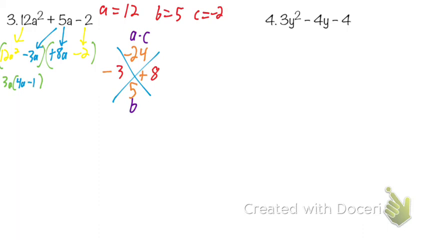Second parenthesis, positive 8a minus 2. What do they have in common? Not negative 2, but a positive 2. Why do we want it to be a positive 2? Because the first one's already positive. Very good. So what are we going to get in the parenthesis? 4a minus 1. Hey, is that a good thing? Yes, because it's the same in both parentheses, okay?